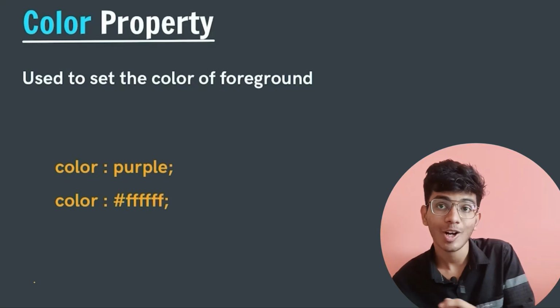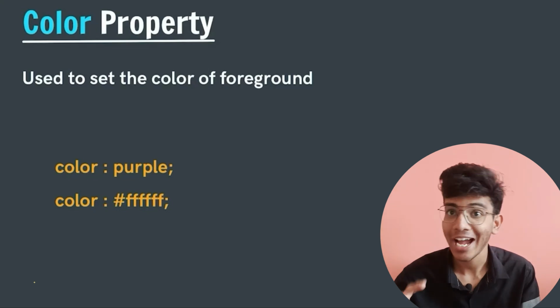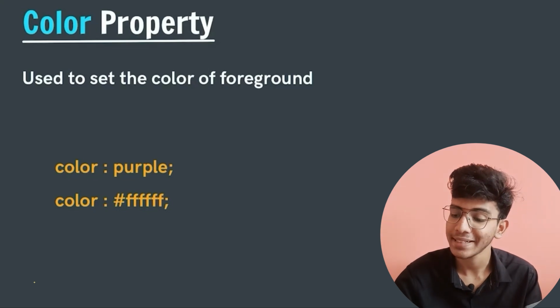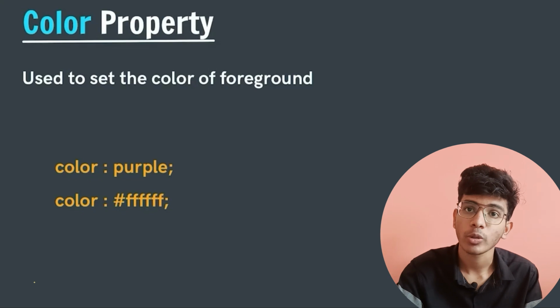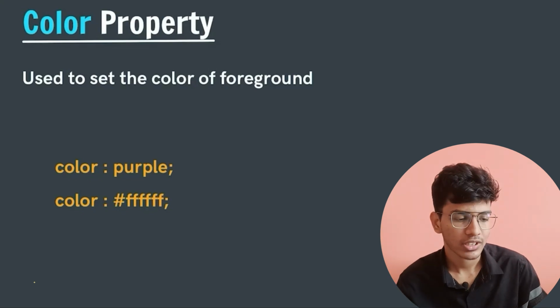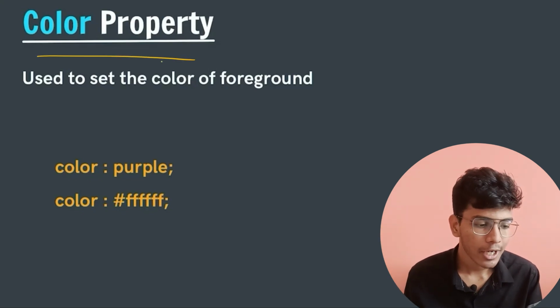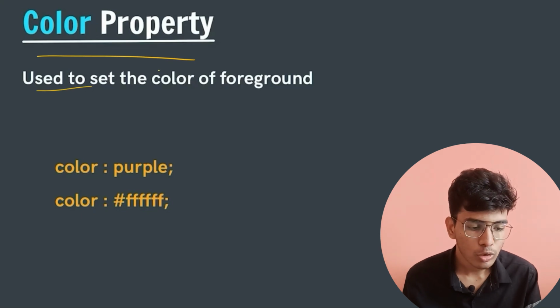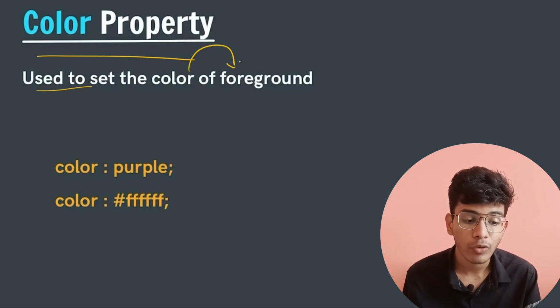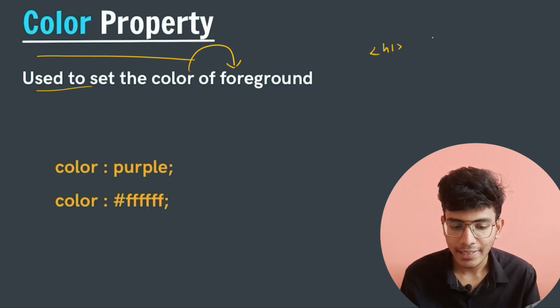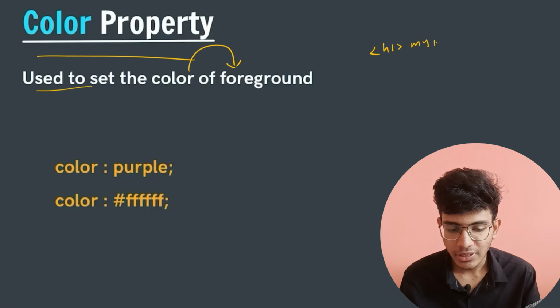Okay, now let us talk about the properties. We have different properties. We have the color property, text property. Let us talk about them in detail. So first of all, let us begin with our color property. The color property is used to set the color of the foreground. Foreground means, let's say at the h1 tag, in the h1 tag I am giving my name is Jabir.